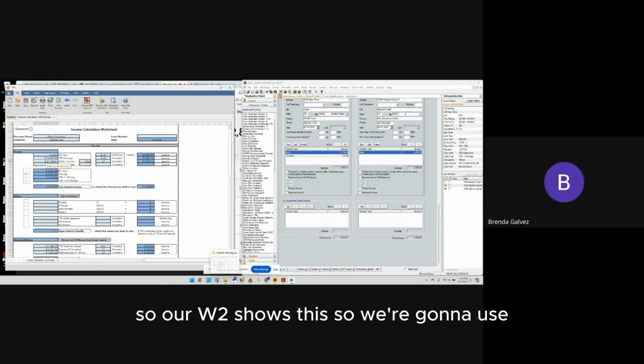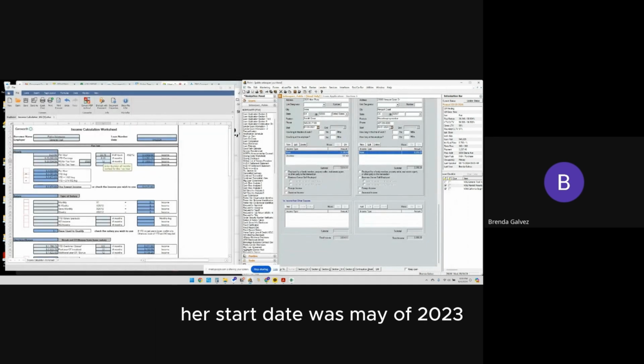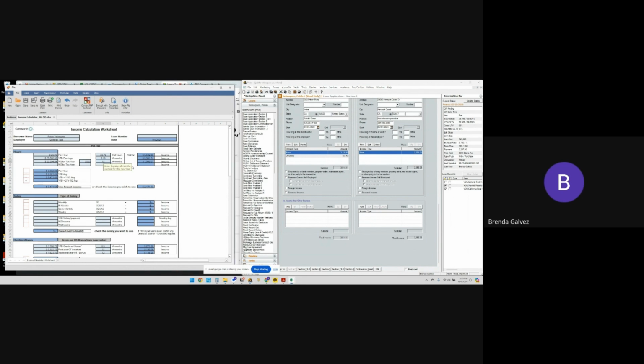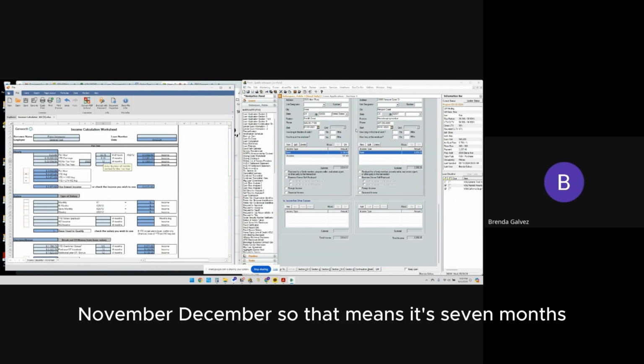So our W-2 shows this. So we're going to use, and then we're going to look at her start date. Her start date was May of 2023. So that means she didn't work the full 12 months here. So it was from May, so June, July, August, September, October, November, December. So that means it's 7 months.